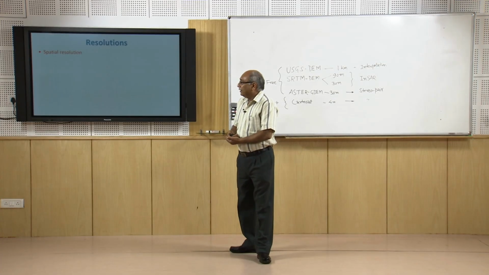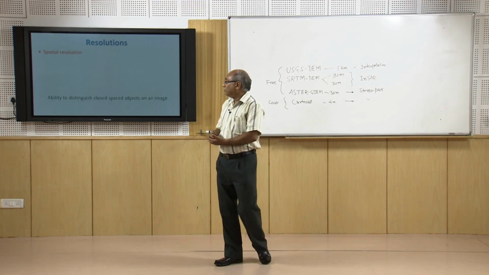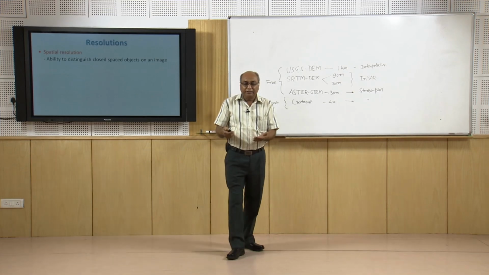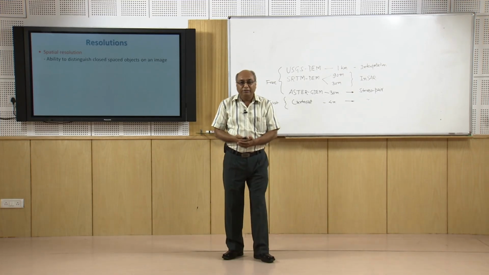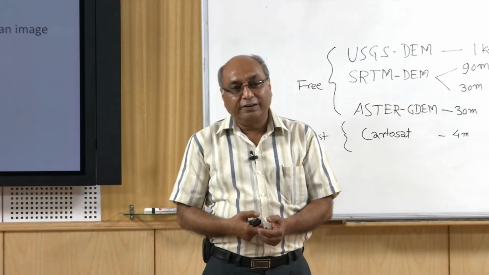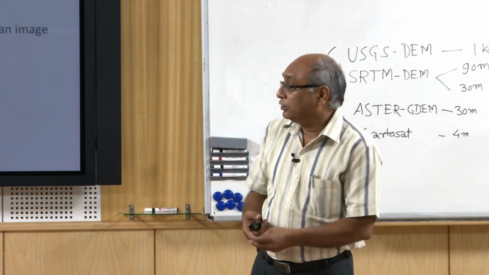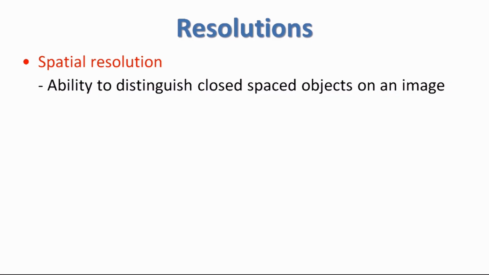Resolutions, there are 4 types of resolutions that exist in remote sensing, and these also influence the GIS domain. One is spatial resolution, spectral resolution, radiometric resolution, and temporal resolution. So these are the 4 resolutions, but mainly what we focus on in GIS is spatial resolution, which we have already discussed, that is the ability to distinguish closely spaced objects on an image.